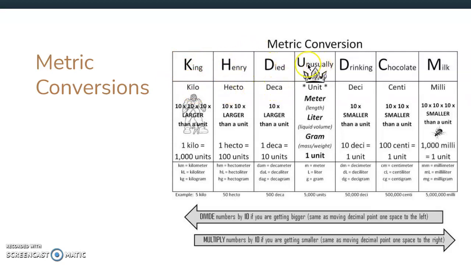Died stands for deca. Our unusual, or our unit, sometimes you'll see this as our base, but unit or base unit is just whatever we're going to be measuring in. Drinking is our deci, chocolate is centi, and milk is milli. So our smallest prefix is our milli. Anytime we hear milli, we're thinking very small things.